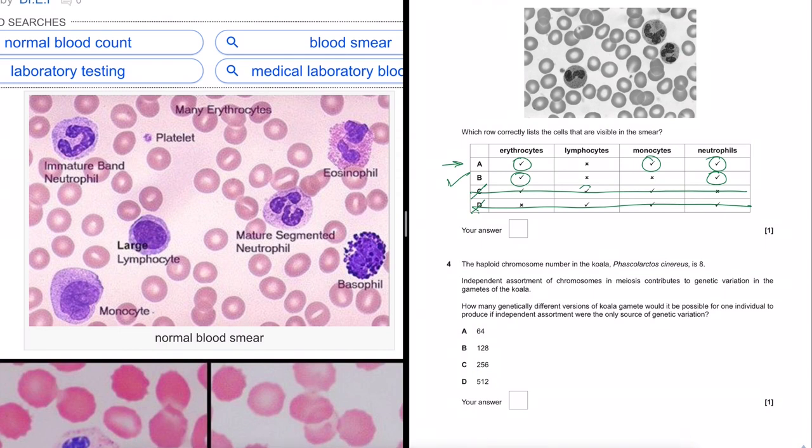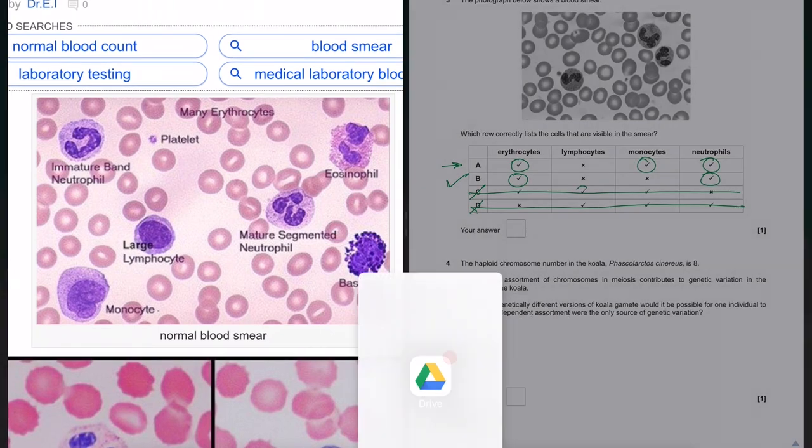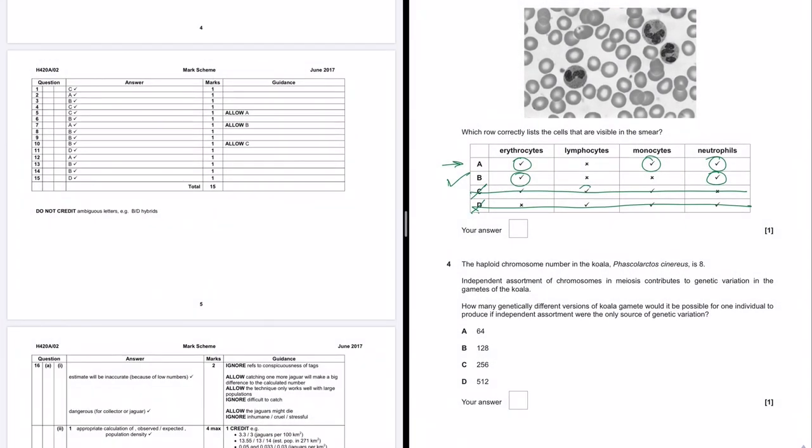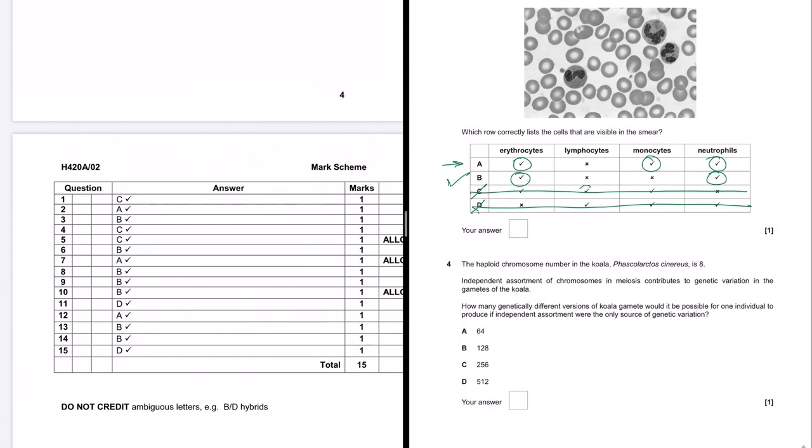Okay, put that away now. Just check that, yeah, for question three, B is the correct answer.